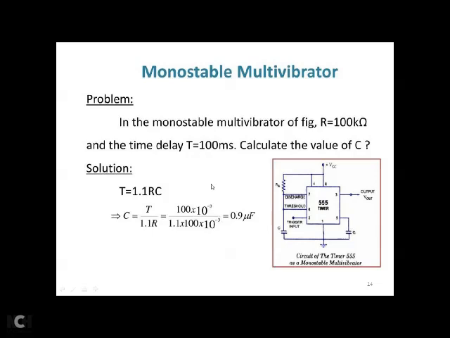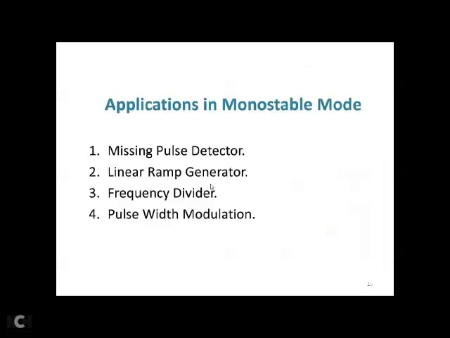One simple problem on monostable multivibrator. R is given for a monostable multivibrator, R is equal to 100 kilo ohm, and the time delay is given, T is equal to 100 millisecond. Here it has been asked to calculate the value of capacitor C. For this you should know the equation T is equal to 1.1 RC, where R is given, T is given, you can calculate the value of C. It is 0.9 microfarad. After the calculation you can cross check this later. So this is about the monostable multivibrator.